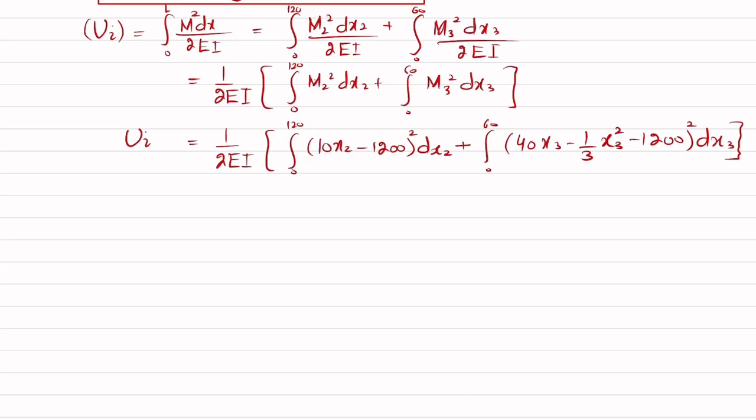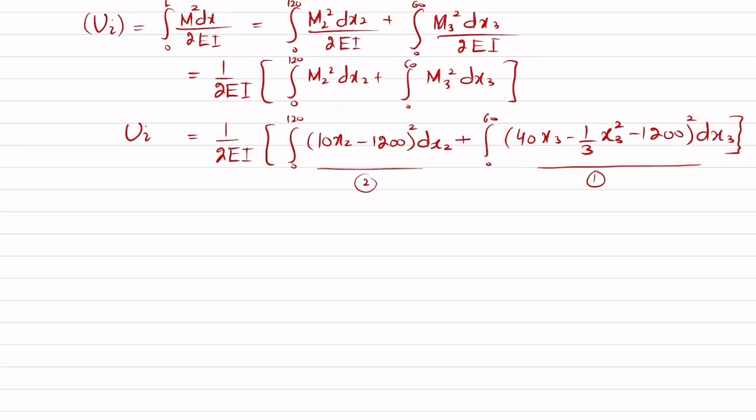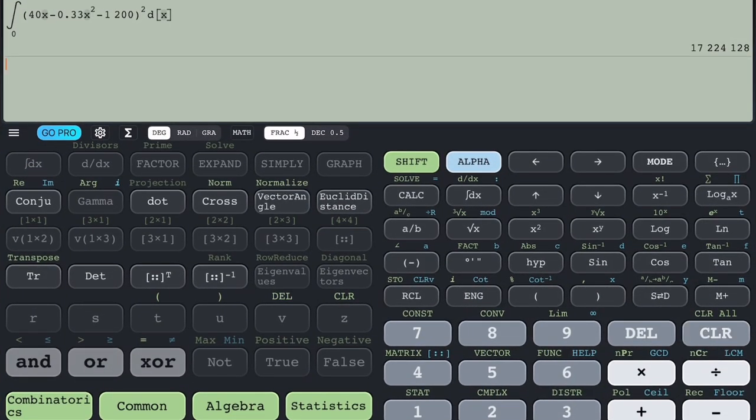Okay. Now you can see that you have two things. One is this one, and another is this one. Either you expand them, or we will use a shorter method. So remember these equations. First we will solve this by using the calculator, and then this. So remember this equation, 40x3, and we will write it on the calculator. So let me write it like integral of 40x minus 1 over 3, 0.33 x square, minus 1200 and its square, and the limit was from 0 to 60.